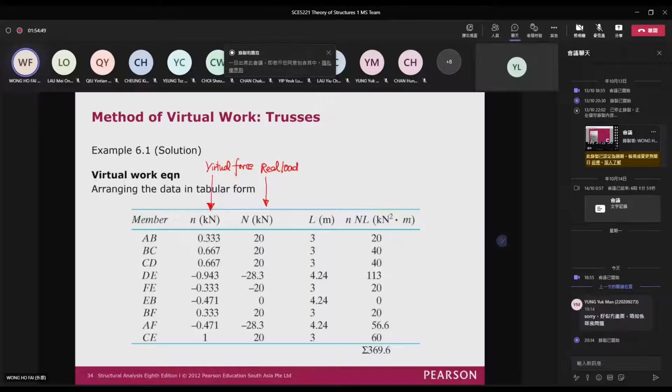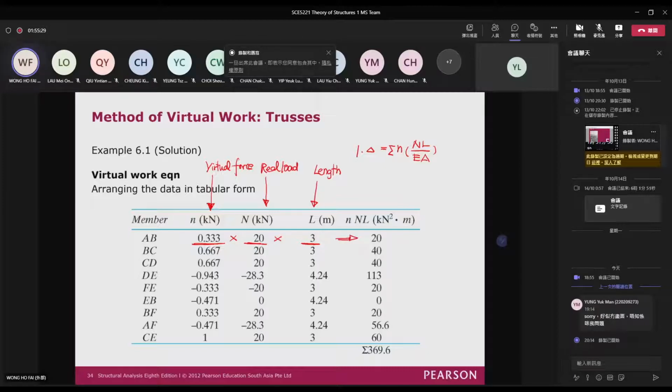And then for L, that is the length of each member. You can see that for our equation, 1 times delta is equal to the summation of N times nL over EA. For this, we just use the first value, then multiply by N and then by L. We just multiply these three and we get this one.